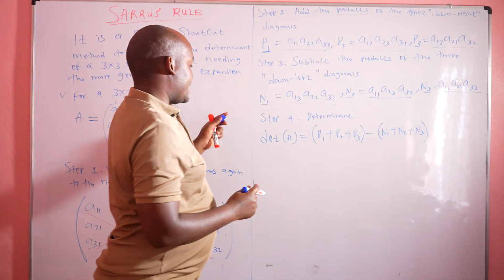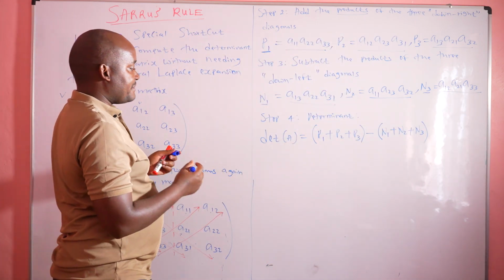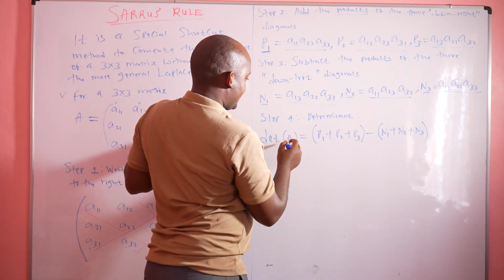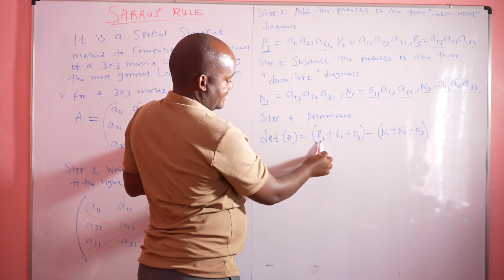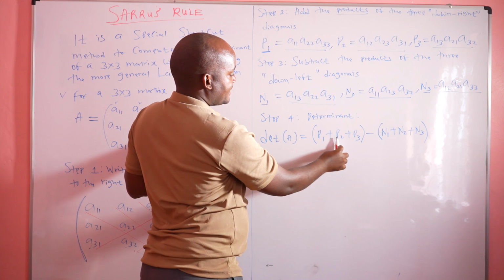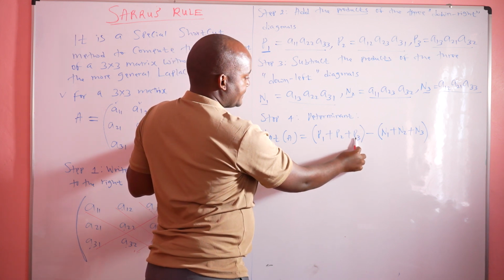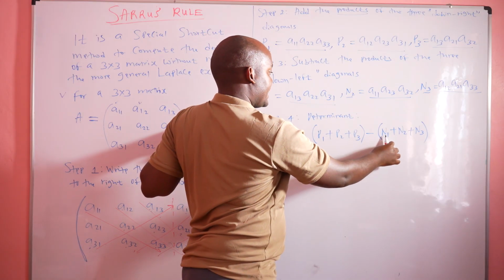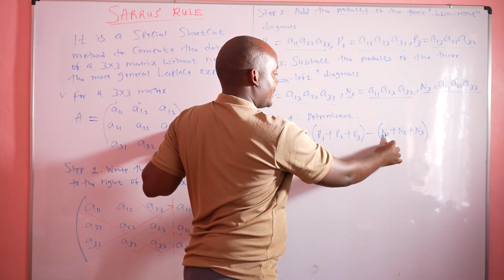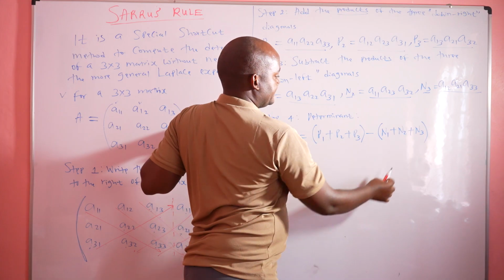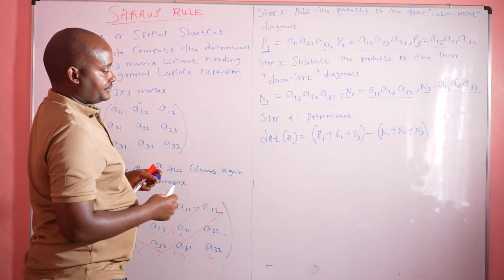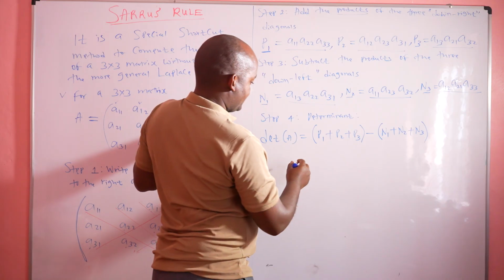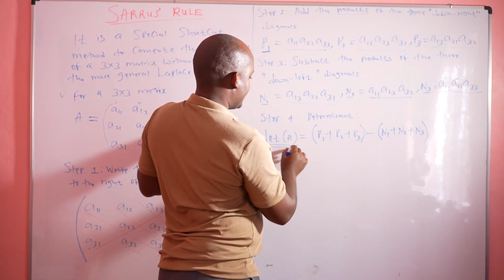So now with these products, next we compute the determinant. The determinant of A will be given by the sum of the products P1 plus P2 plus P3, minus the products N1 plus N2 plus N3. As you do this, you'll be able to get the determinant of this particular matrix.